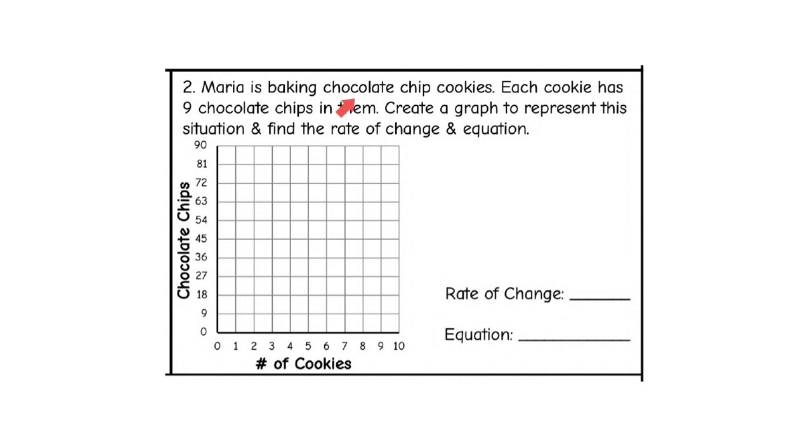Maria is baking chocolate chip cookies. Each cookie has 9 chocolate chips in them. Create a graph to represent this situation and find the rate of change and equation.